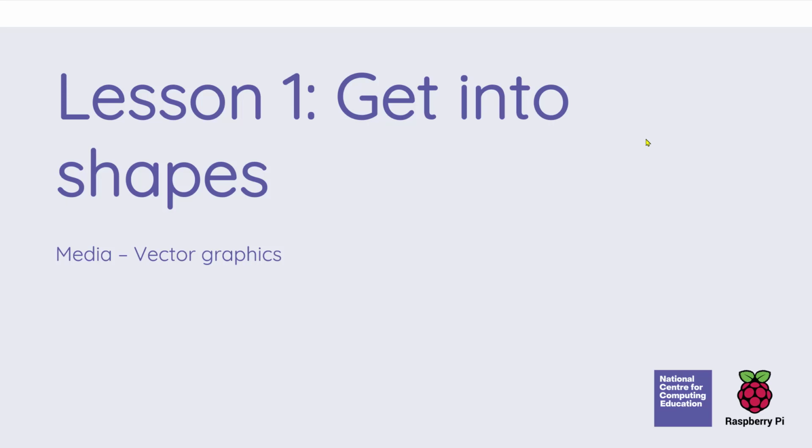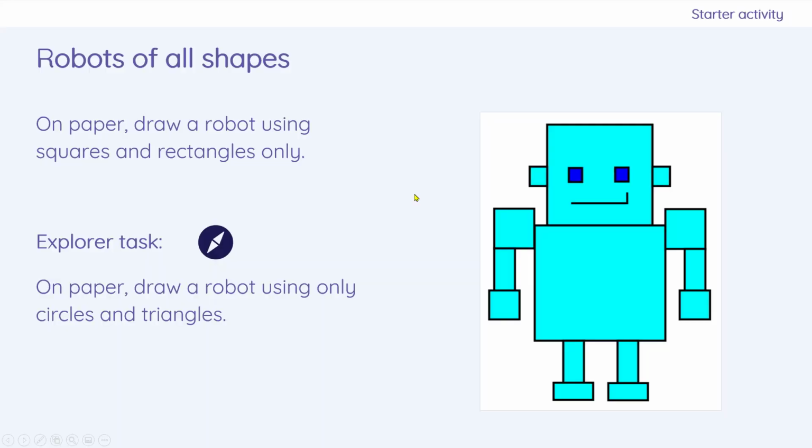Well, in this lesson, we're going to learn about how to create vector graphics using a software package called Inkscape. To get started, we are going to do a little starter where I want you to think about how you could draw a robot if you are only drawing with squares and rectangles.